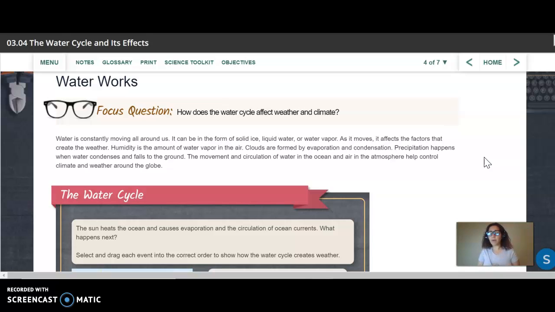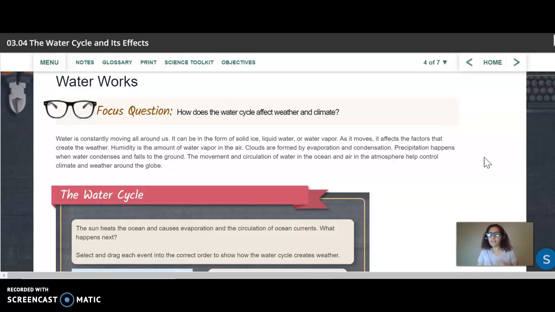So in those polar climates, you're probably not going to get a ton of snow or sleet or hail or freezing rain. And in that desert or dry climate, you're probably also not going to get a lot of precipitation. So that is one way that the water cycle can affect climate.